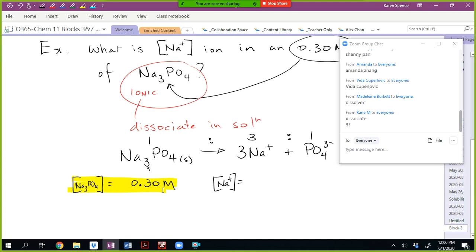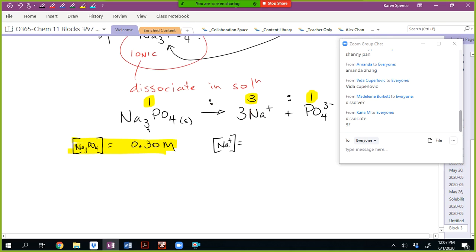It's like watching paint dry, isn't it? Oh, we have a 1 to 3 to 1 ratio. Really? Nobody? Come on, you can do it.